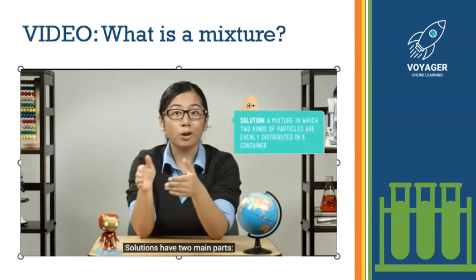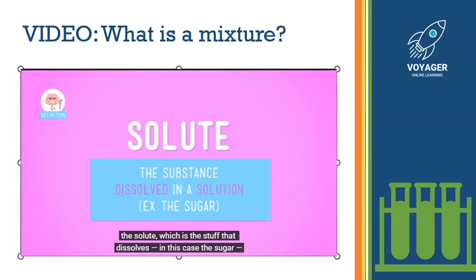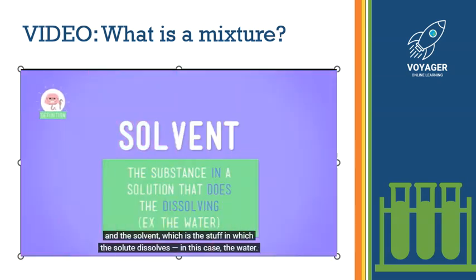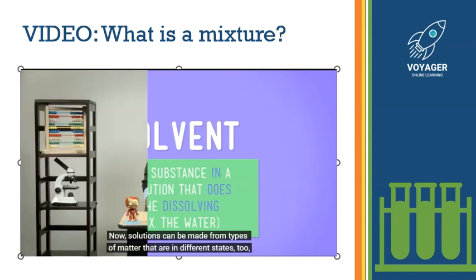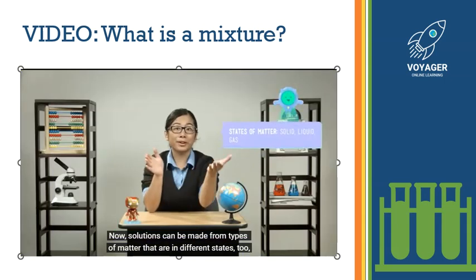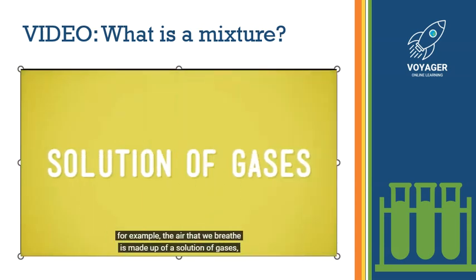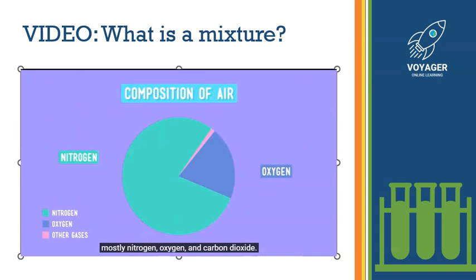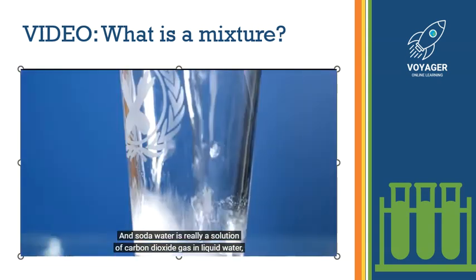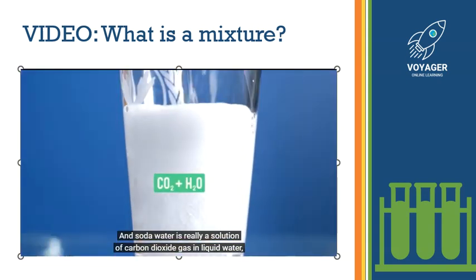Solutions have 2 main parts, the solute, which is the stuff that dissolves, in this case the sugar, and the solvent, which is the stuff in which the solute dissolves, in this case the water. Now, solutions can be made from types of matter that are in different states too. For example, the air that we breathe is made up of a solution of gases, mostly nitrogen, oxygen, and carbon dioxide. And soda water is really a solution of carbon dioxide gas and liquid water.